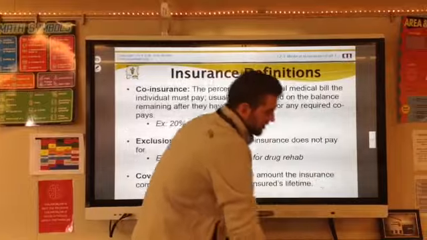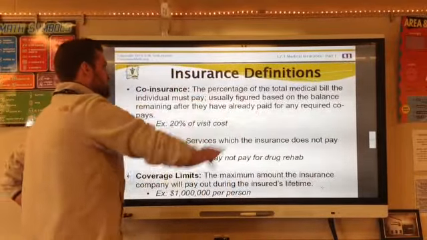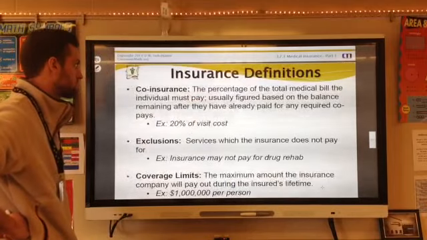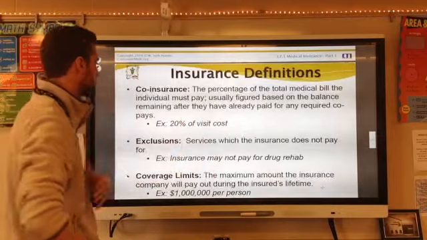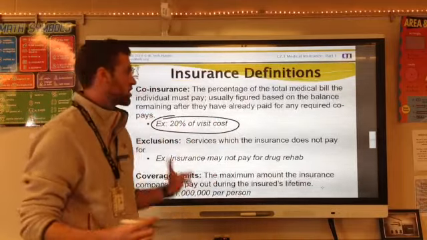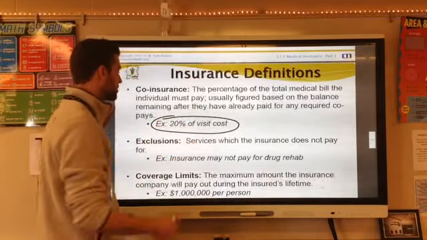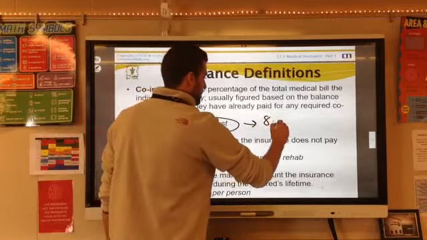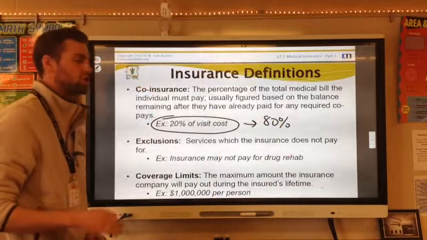Coinsurance is when we use a percentage. It's the percent of the total medical bill that the individual must pay. That's usually when the insurance kicks in for anything else. So say your bill is $10,000, you have to pay 20% of it at a flat rate, and the insurance company would then pick up the extra 80%. That's what a coinsurance is.